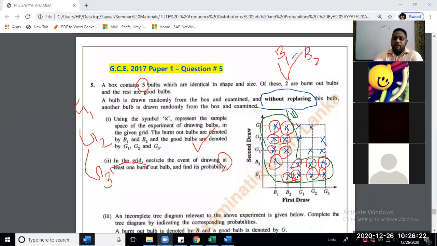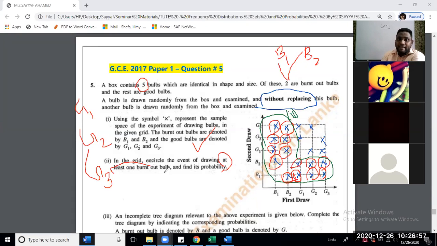So the encircling part is where, in the grid, the question says encircle the event of drawing at least one burnt out. So at least one burnt out means there can be one burnt out or two burnt out. Both can be burnt out or one can be burnt out. So the options are, since there are two events, first can be burnt out, and the second also can be burnt out. First can be burnt out, second is a good one. First one is a good one and the second can be a burnt out.